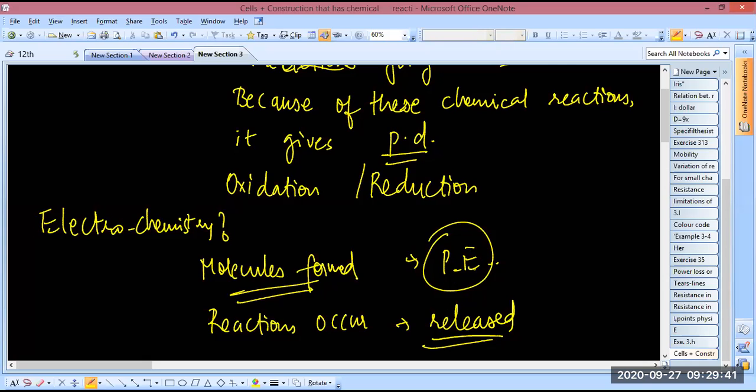Right? And when potential energy is released, it typically causes motion or flow. When potential energy is released, it causes motion.